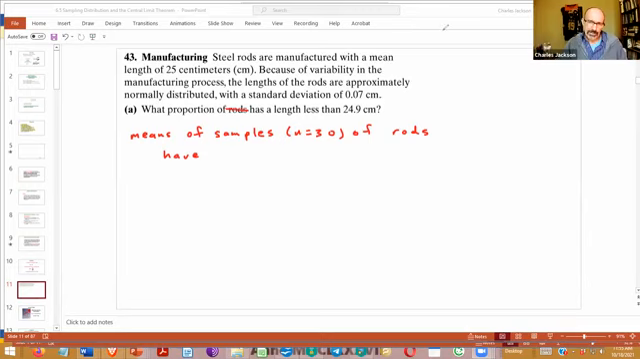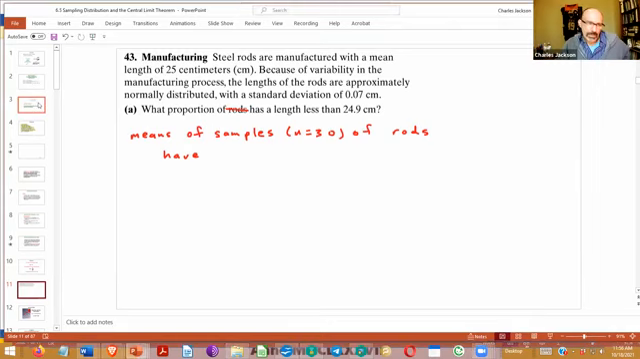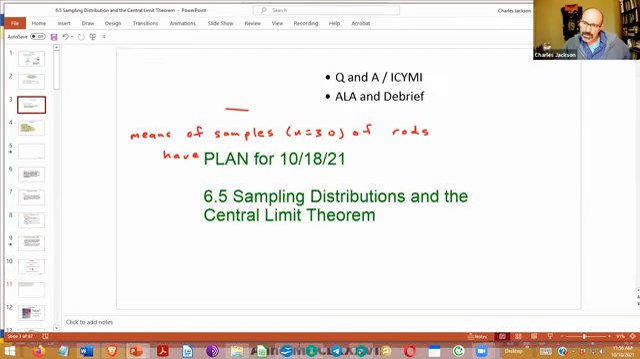So it's not just one rod, it's samples of 30 rods, and then we're looking at the means. That is the twist to this problem that will move us into 6.5, sampling distributions and the central limit theorem.